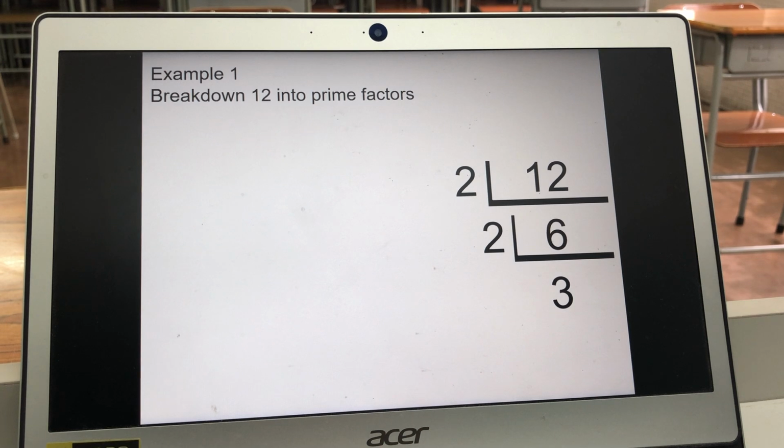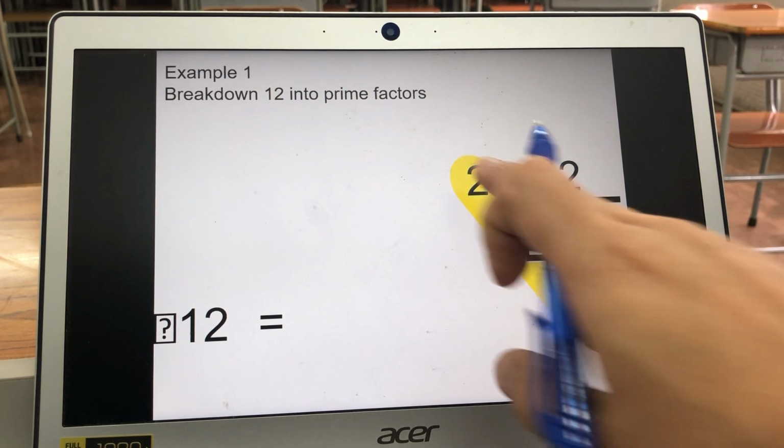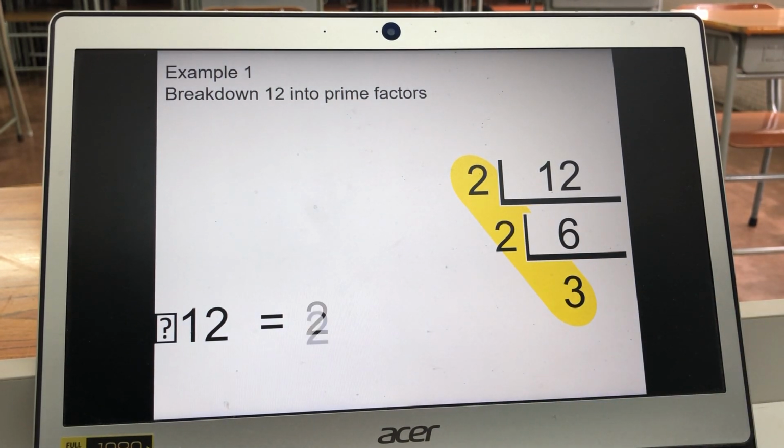So the result is that 12 could be written as the product of these numbers, 2 times 2 times 3.